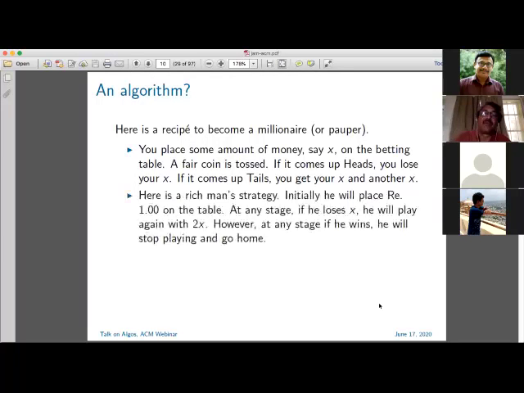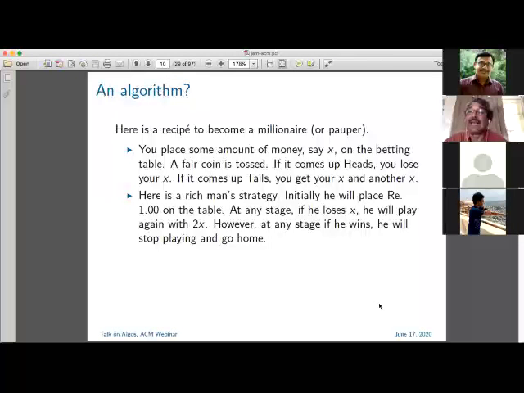Now, here is a rich man's strategy. Initially, he'll place 1 rupee on the table. And now what will happen? Well, he may lose or he may win. Of course, if he wins, he'll get 2 rupees. In general, at any stage, if he loses X, he'll again play with 2X. At any time he wins, he will stop and go home. Is it clear? The story is clear?